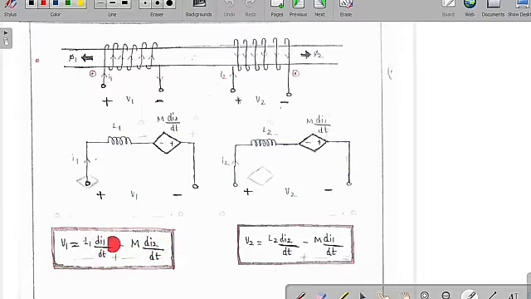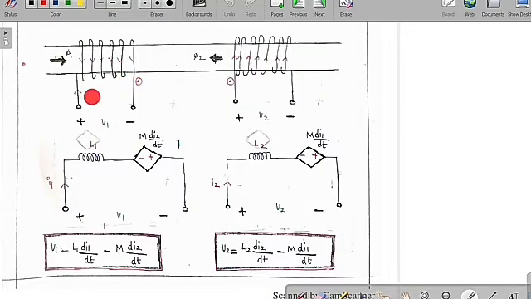If you want to write it in terms of a diagram, you are going to get it this way, which is L1, and here you have to go for the minus plus M into di2 by dt. Similarly, V2 is equal to L2 into di2 by dt minus M into di1 by dt. If you write it in terms of a diagram, you are going to get the same as the previous one, which is L2, here M into di1 by dt, but here minus plus.